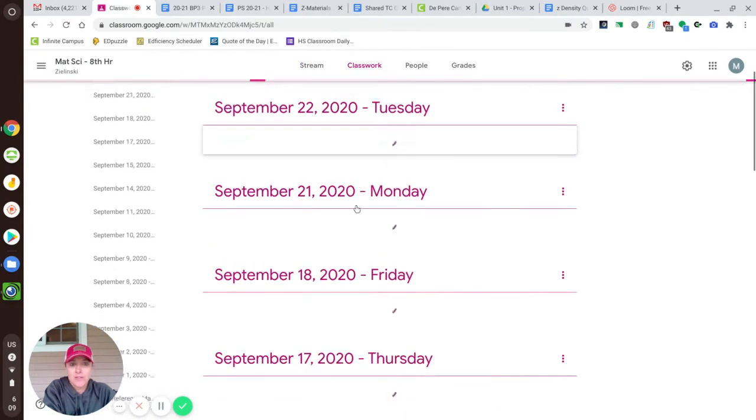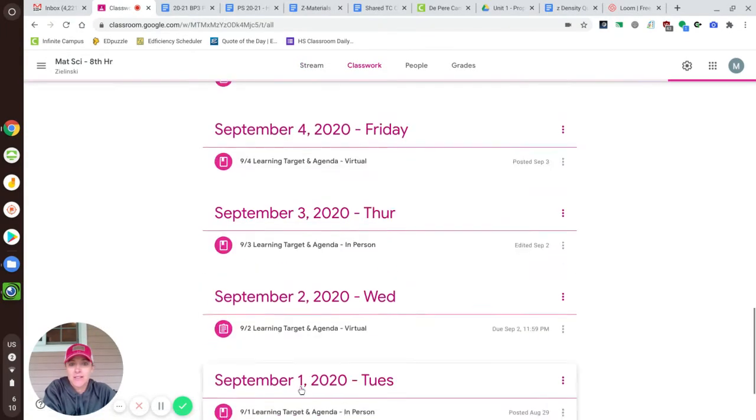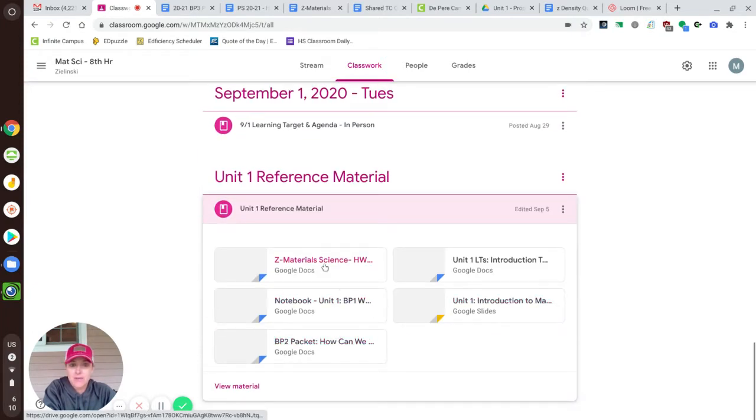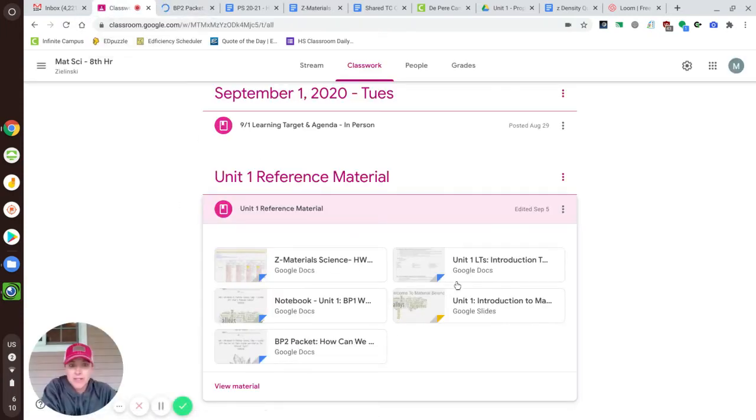Remember, all of these reference materials are available in Google Classroom, and we're looking down here, and it's the notebook for BP2 packet. So this is the one I'm wanting you to pull up. And once you do, we'll take a look at what page number I want you to go to. And also, while that is getting pulled up, I am going to open up the PowerPoint. So we've got both of those ready to go.